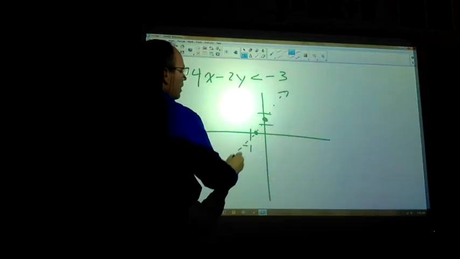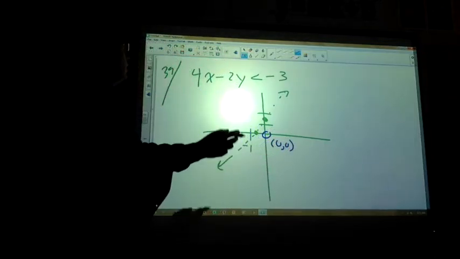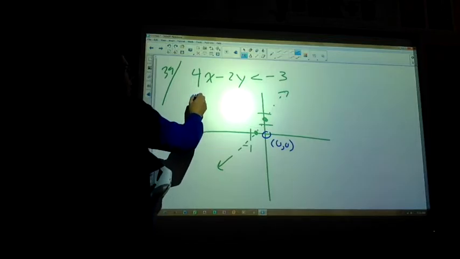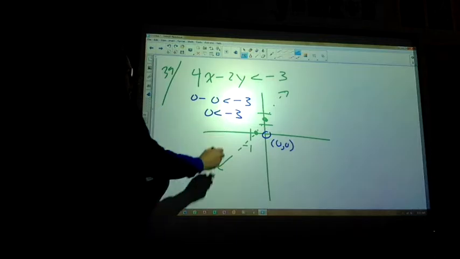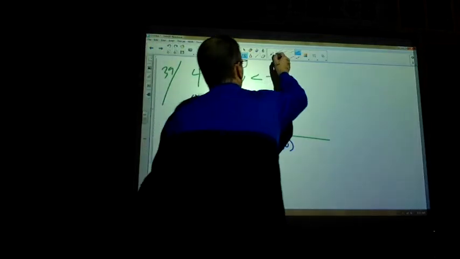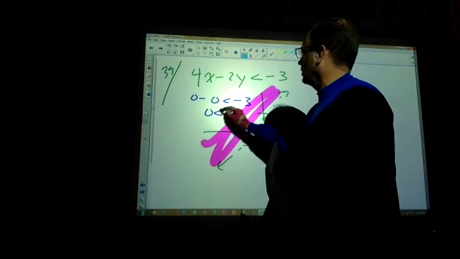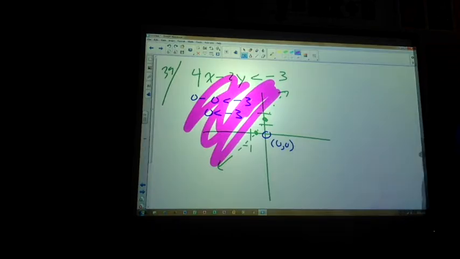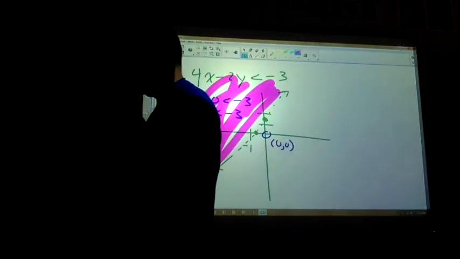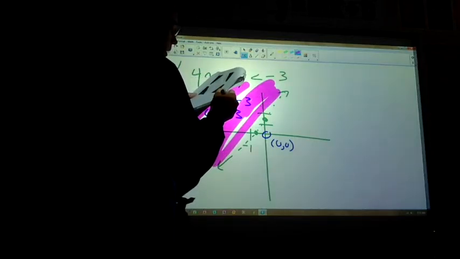And now we know that 0 comma 0 is a good test point because it's not on the line at all. So we plugged it in. I get 4 times 0, which is 0, minus 2 times 0, which is 0. Is 0 less than negative 3? No, that's false, correct? Right, so shade the side that the 0, 0 is not on. On this graph, you couldn't see if it was solid or dotted. We'll make sure that you can. So which one does that look like it would be? A. Yep.